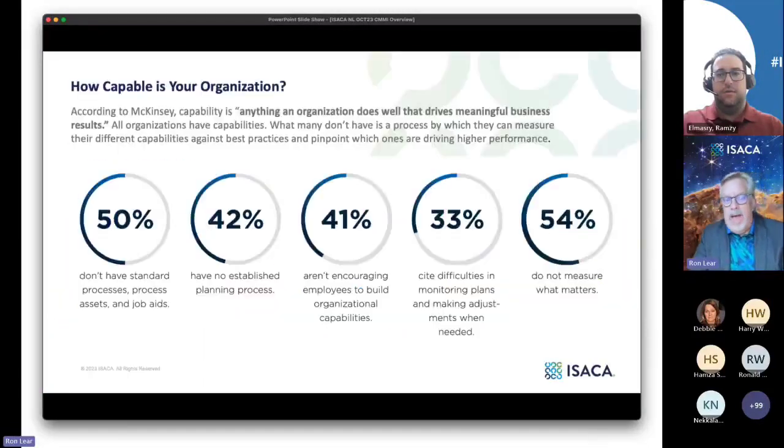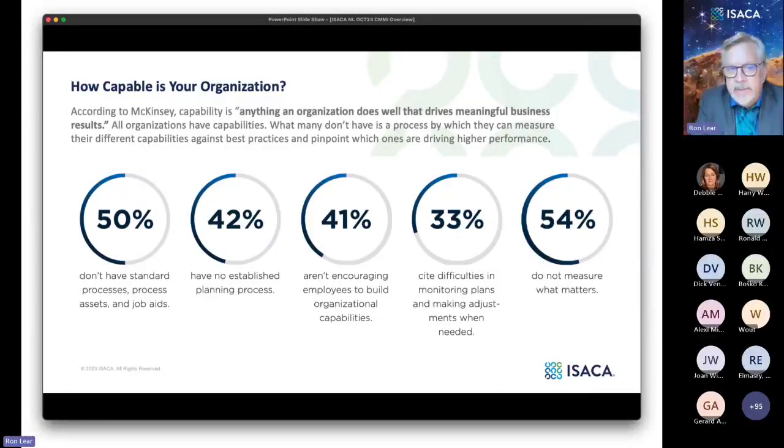All right, so why is CMMI even around? There was a study McKinsey did a while ago, and this is the same definition we use in CMMI around the term capability. It's anything an organization needs to do well to drive meaningful business results.